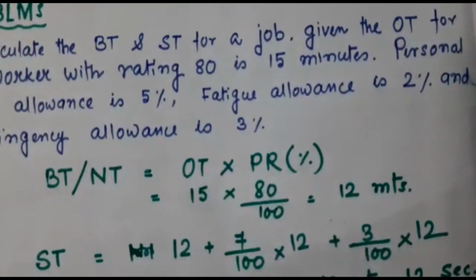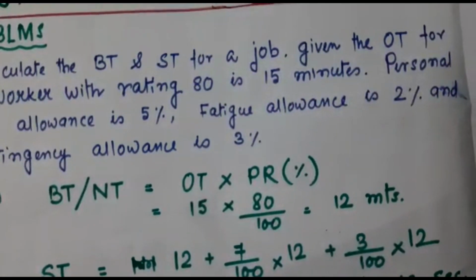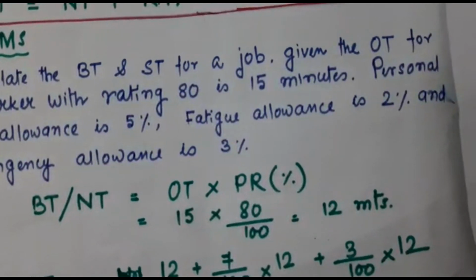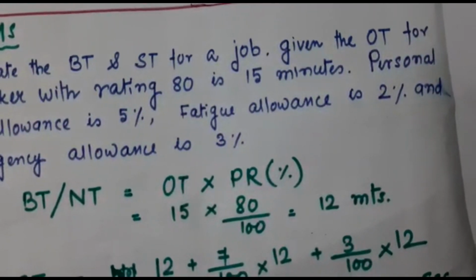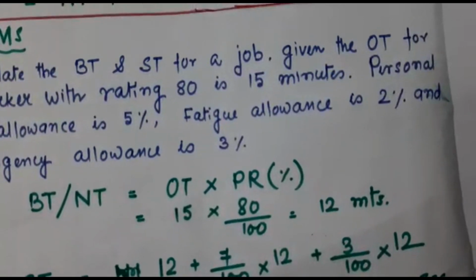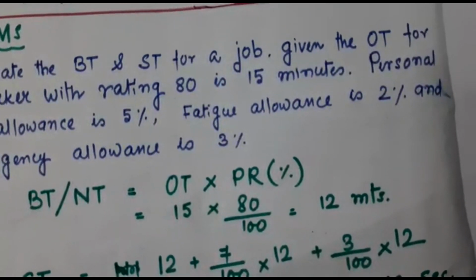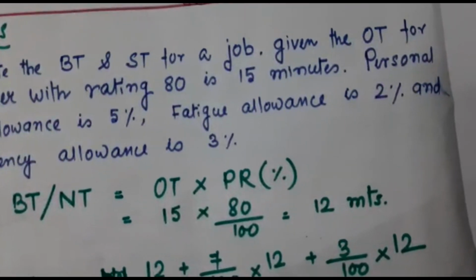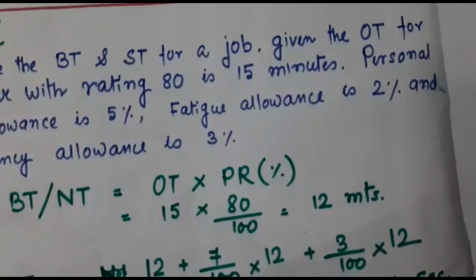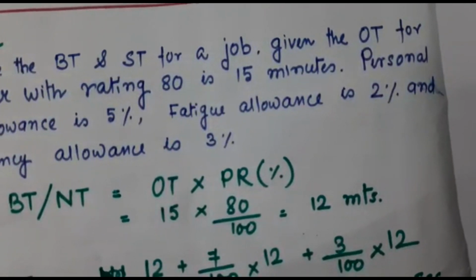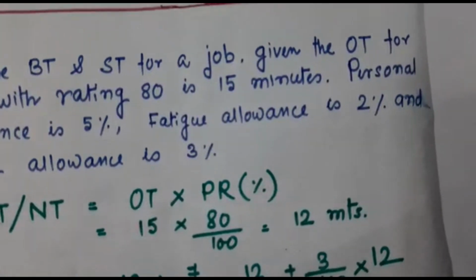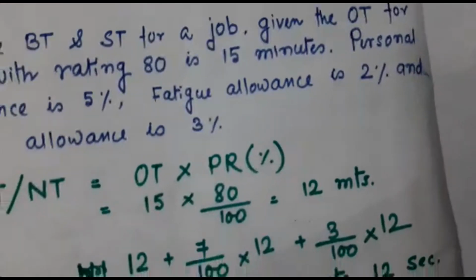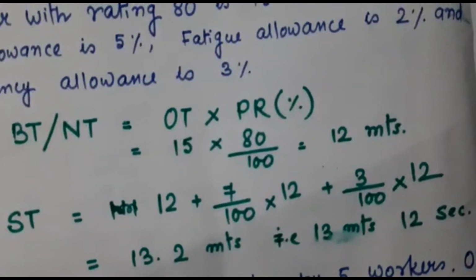Basic time or normal time, we know that it is equal to OT, observed time, into performance rating in terms of percentage. So observed time is 15 minutes, performance rating is 80. Since it is in terms of percentage, 80 by 100, that gives you 12 minutes. So normal time by a qualified worker to complete the same job will be 12 minutes, whereas the 15 minutes is the time taken by an observed worker to complete the job, whose efficiency is 80%.